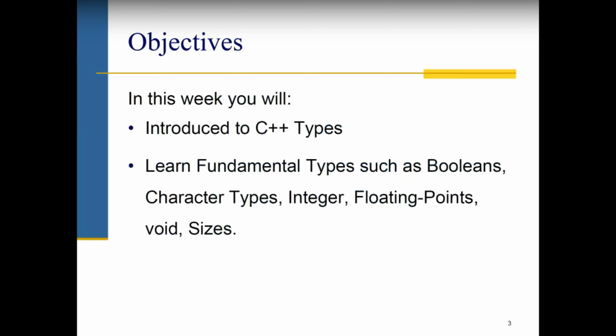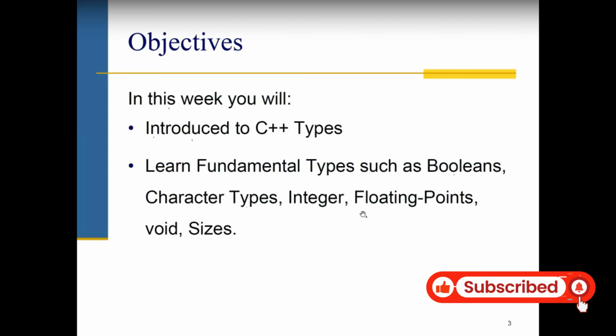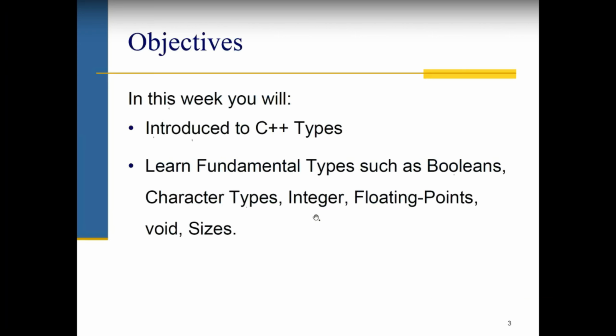So in this week we will be introduced to C++ data types. We are going to learn fundamental types such as booleans, that is bool, true or false, 1 or 0, character, integer, floating point, void, and sizes. They didn't add string. Sometimes string is not really added to the C++ data types, because I feel like it has been borrowed somewhere, but sometimes it is also added in some books.